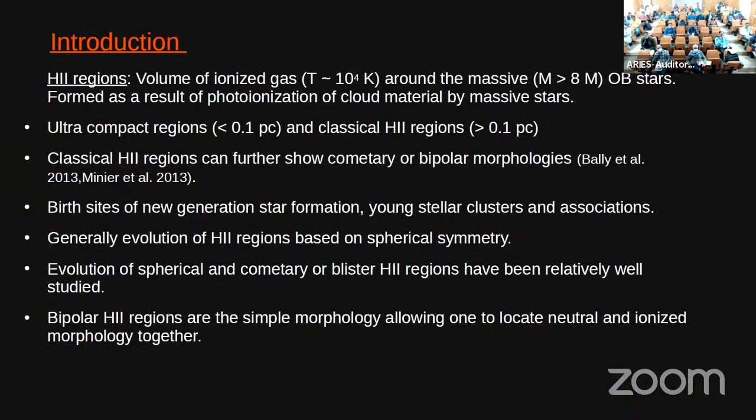H2 regions are volumes of ionized gas around massive OB stars, formed as a result of photoionization of cloud material by massive stars. They can be ultra compact H2 regions, with a size less than 0.1 parsec, or classical H2 regions, ionized regions greater than 0.1 parsec. These classical H2 regions can further show cometary or bipolar morphologies.